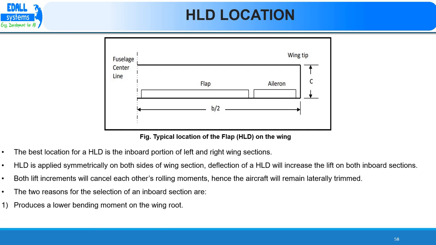Two reasons for the selection of high-lift device at the inboard section are: it produces lower bending moment on the wing root, which makes the wing structure lighter and causes less fatigue on the wing. The second is it allows the aileron to have a large arm, which gives higher lateral control and faster roll control to the aircraft.